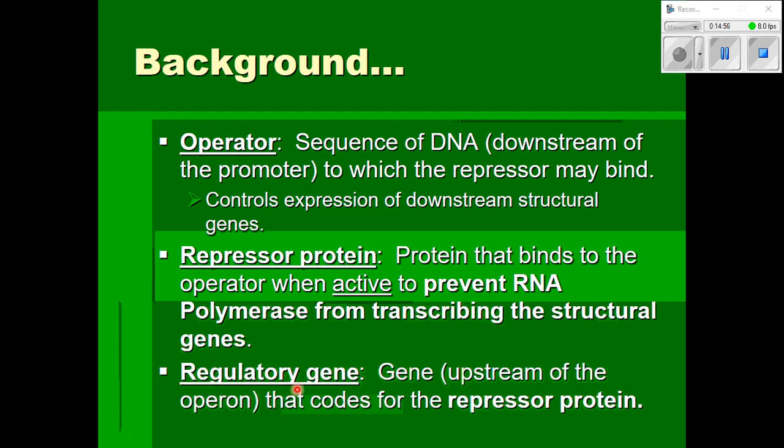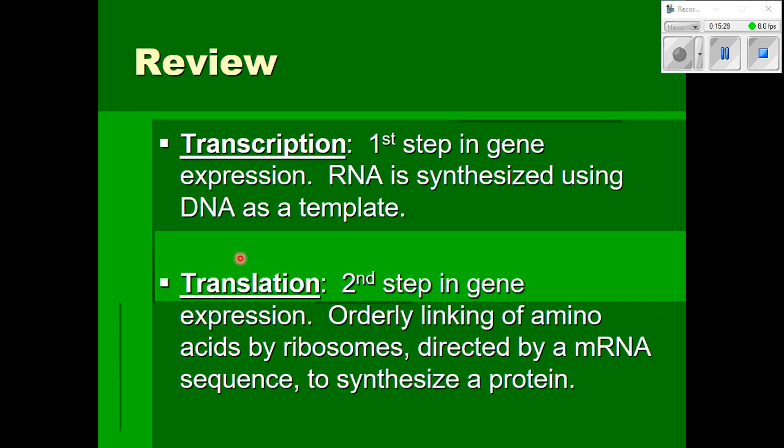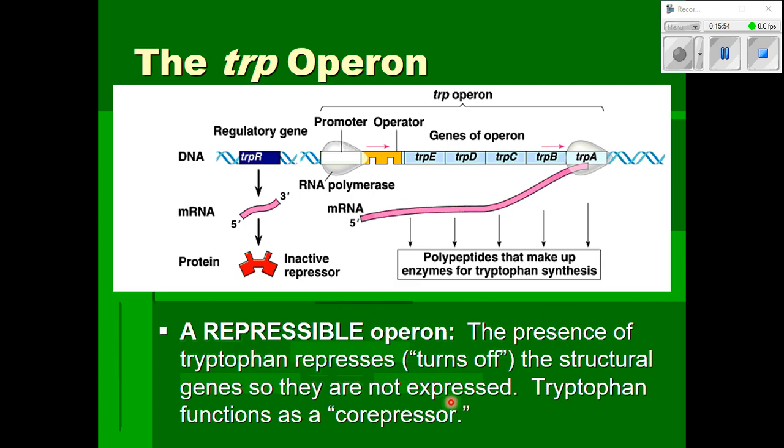in just a minute. So the regulatory gene is the gene that's not part of the operon, but it's close to the operon, and it codes for the repressor protein. Now, I'm not going to spend much time on this review. You know that a gene is a segment of DNA that codes for a polypeptide. The promoter is the nucleotide sequence on the DNA that marks the beginning of a gene. So it tells RNA polymerase where to bind to begin transcription. Transcription is when RNA is synthesized from a DNA template, and translation is the second step of gene expression when the RNA, the mRNA template, is used by the ribosome to link amino acids together in the correct order to build the protein, and you know that.